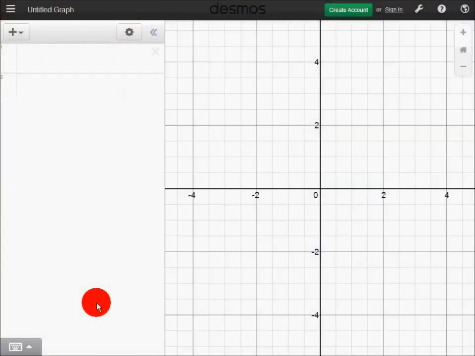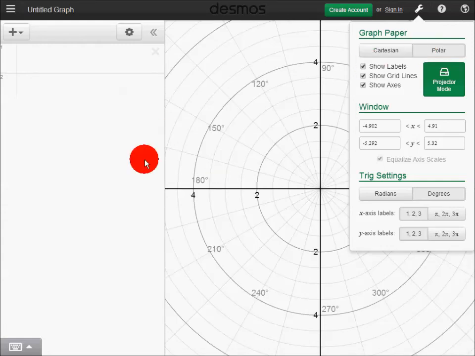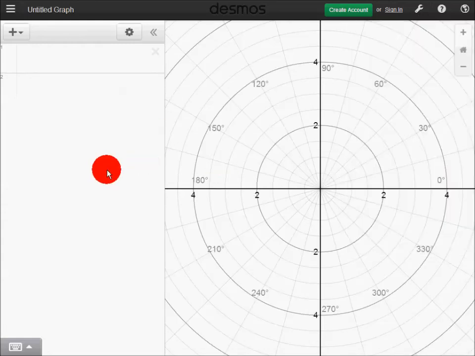All right, so I figured I might as well show you guys how to graph some polar equations using Desmos. We'll have another one later on. So this is desmos.com. What you want to do is go to Window Settings and change it to polar instead of Cartesian. So now you're going to see that familiar circular graph that we saw in some of the papers.